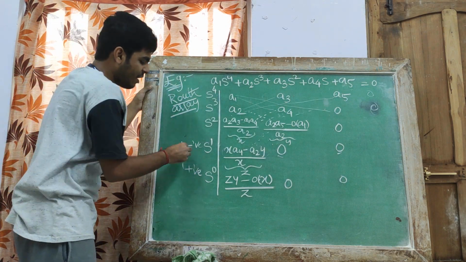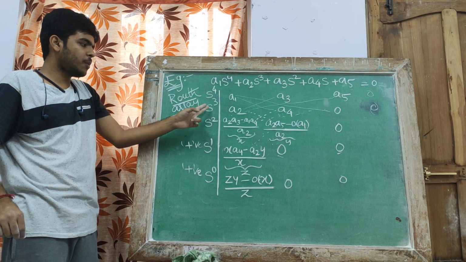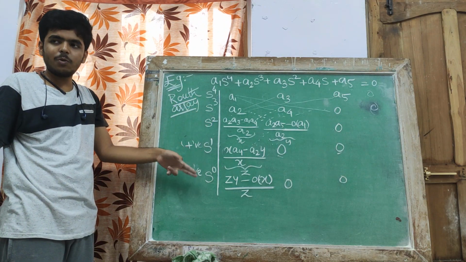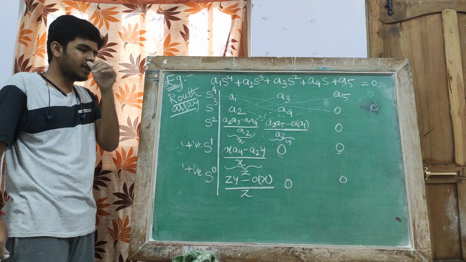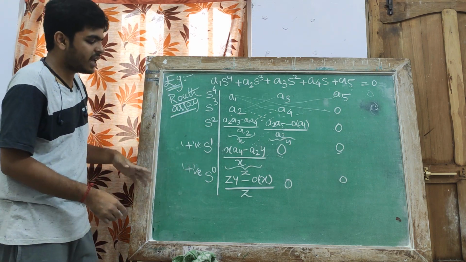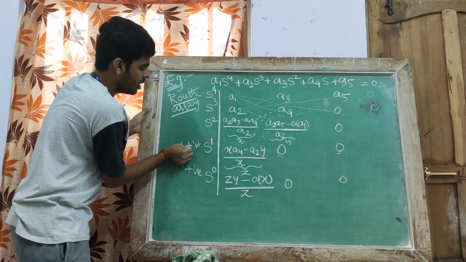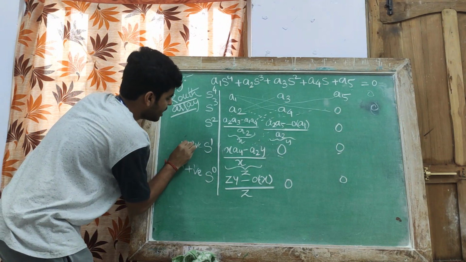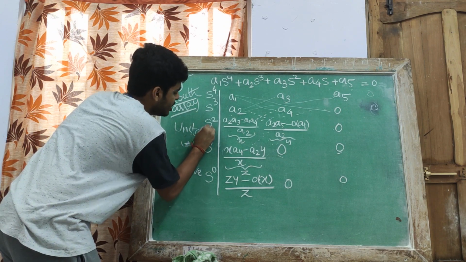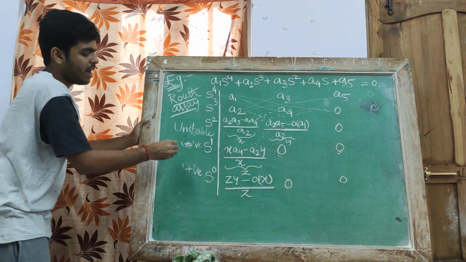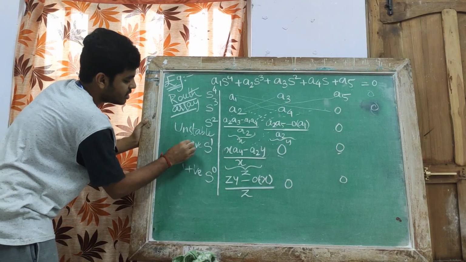So if we have all positive, positive to positive, everything similar and there is no sign change, then it is stable. So stability is decided by sign changes. If we have any sign change, then it is unstable. If we have no sign change, then it is stable.